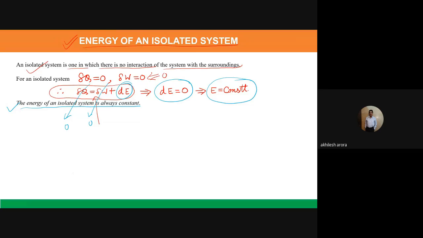So basically, what is an isolated system? One in which the value of W is equal to zero and Q is equal to zero, and when we take these two values as zero, the total energy of the isolated system remains constant.